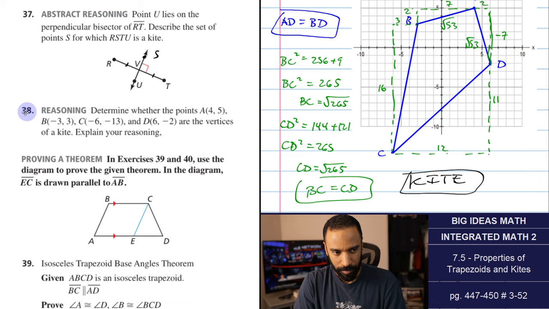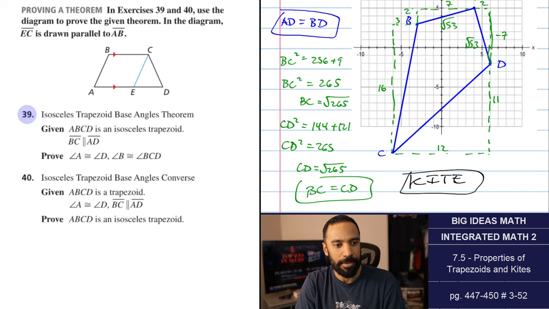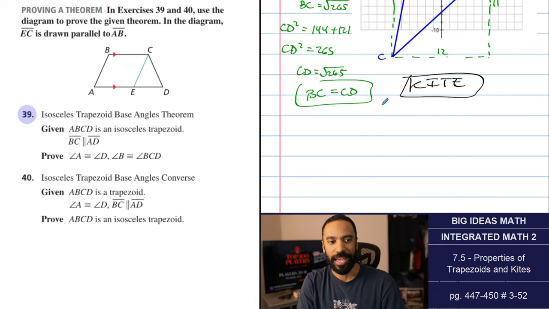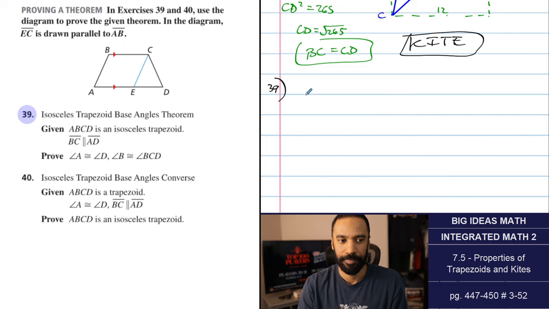Proving a theorem. We're going to use the diagram to prove the given theorem. In the diagram, EC is drawn parallel to AB. We're going to prove this is an isosceles... No, excuse me. We're going to prove that in an isosceles trapezoid, we have angle A congruent to angle D, that base angles are congruent to each other. So, isosceles trapezoid. Oh, I just noticed that it said base angles theorem there.